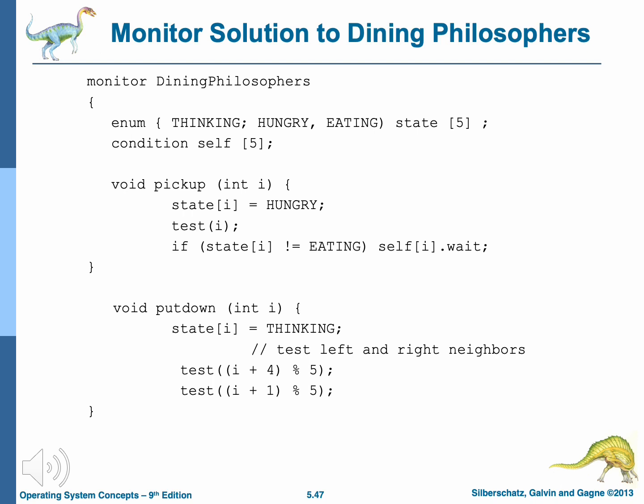We are now in a position to describe our solution to the dining philosophers problem. The distribution of the chopsticks is controlled by the monitor DiningPhilosophers, whose definition is given here. Each philosopher, before starting to eat, must invoke the operation pickup. This act may result in the suspension of the philosopher process. After the successful completion of the operation, the philosopher may eat. Following this, the philosopher invokes the putdown operation.